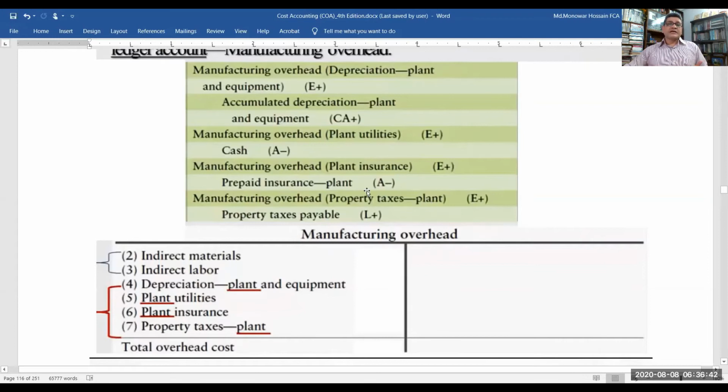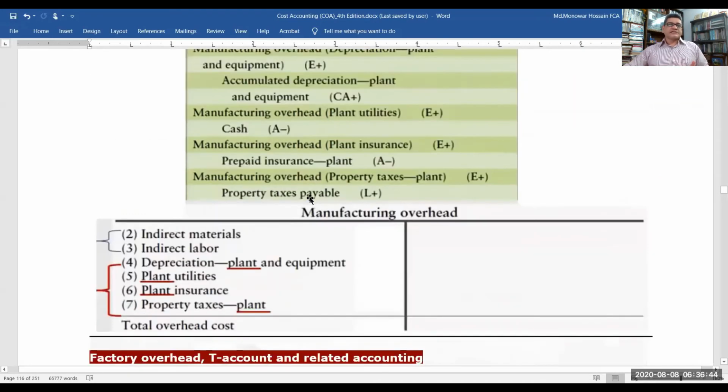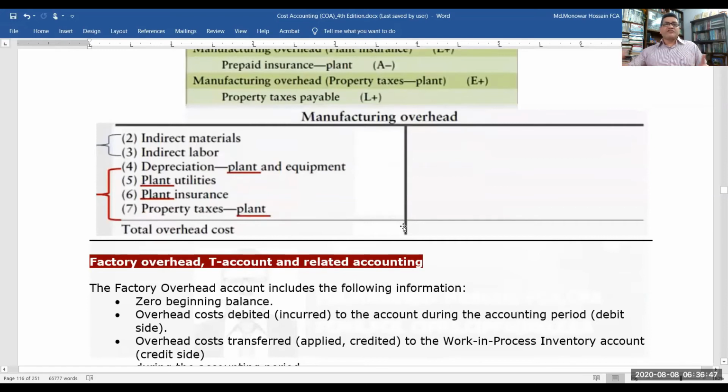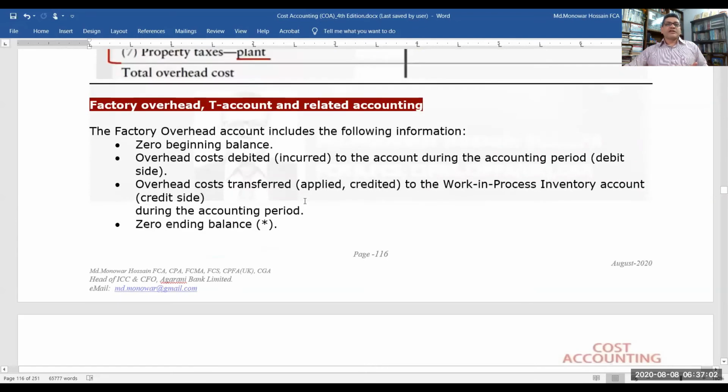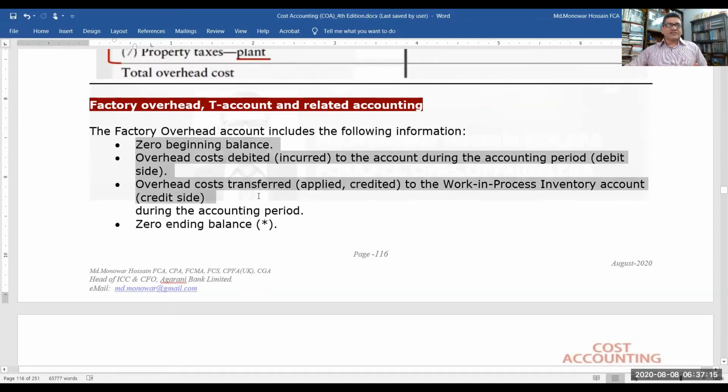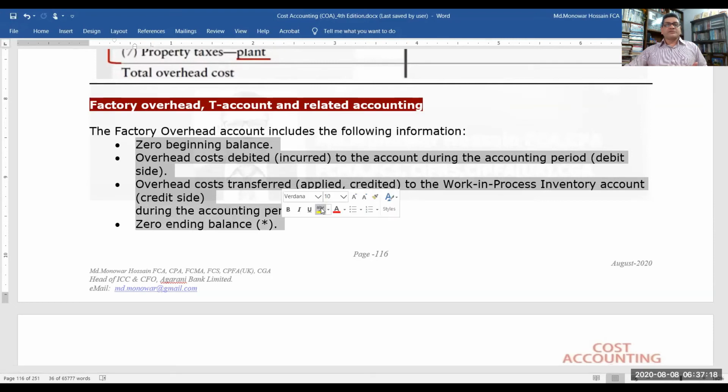And when it is in the general journal, if we see manufacturing overhead here: indirect material, indirect labor, depreciation, plant and equipment, plant utility, plant insurance, property tax, etc., and total overhead would be the summation of the total figure here. So for the factory overhead T account and related accounts, we see that the factory overhead account includes the following information: zero beginning balance, overhead cost debit, overhead cost transferred, and zero ending balance.